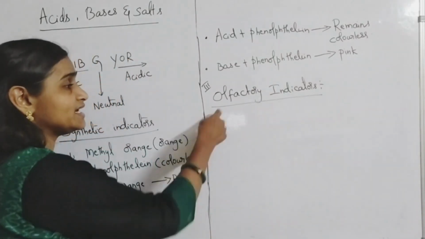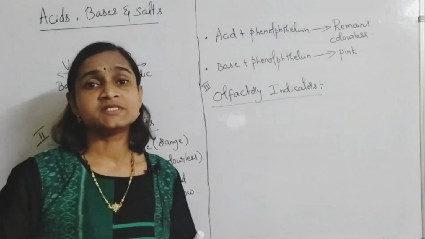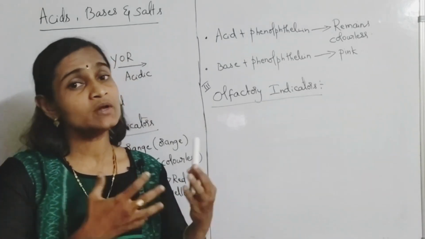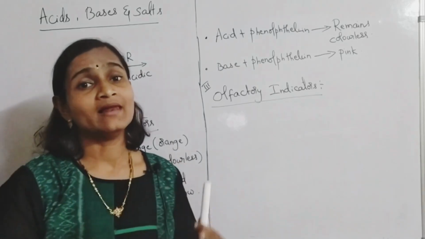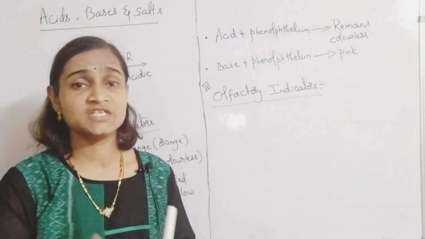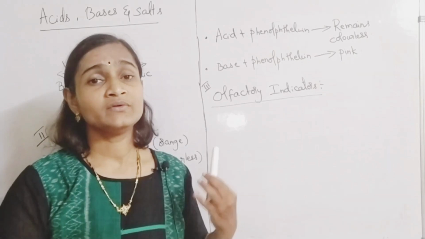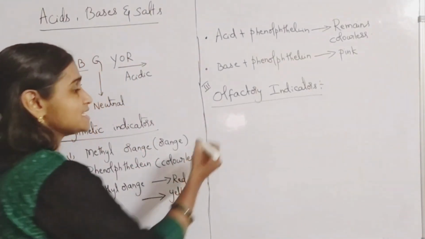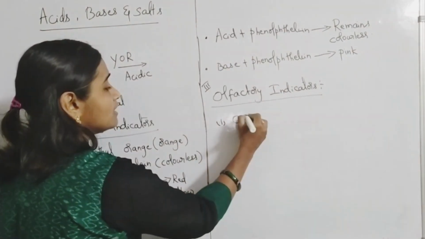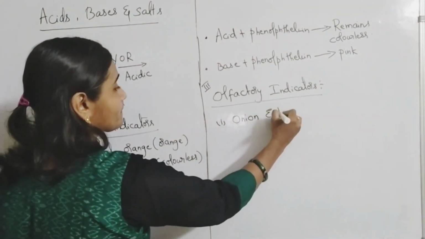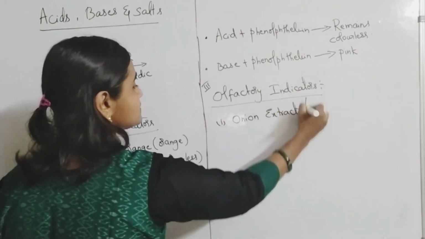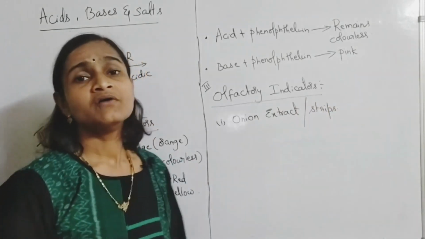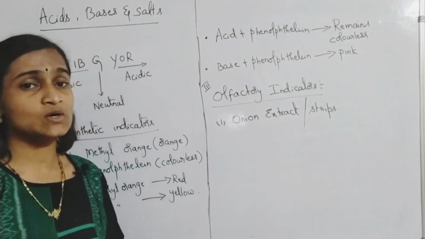So olfactory indicators are substances with which you can detect whether a given substance is acidic or basic based on the smell observed by the observer. If you take an example for olfactory indicators, the first and best example is onion extract, or onion strips. You can make onion strips to indicate whether the given substance is acidic or basic.